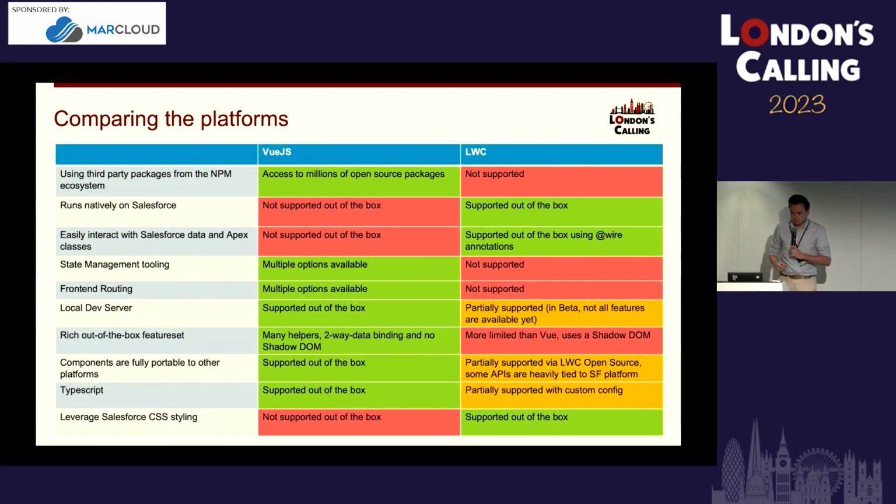So let's compare. Quite a big slide, so I'm going to walk you through it. Using third-party packages from the NPM ecosystem. That was something that we really wanted to use. For instance, if you have to create a chart or do something complex, you don't want to reinvent the wheel every time. So with VueJS and their default build tool, you're able to use millions of open source packages. You probably don't want to use a million in a single project, but you get the point.